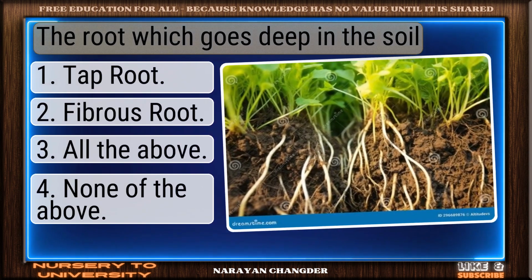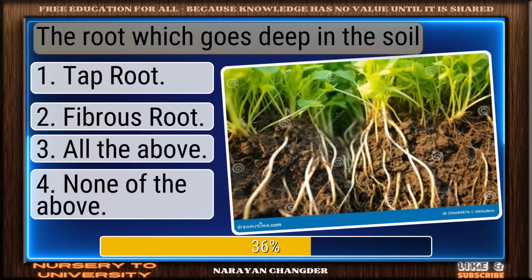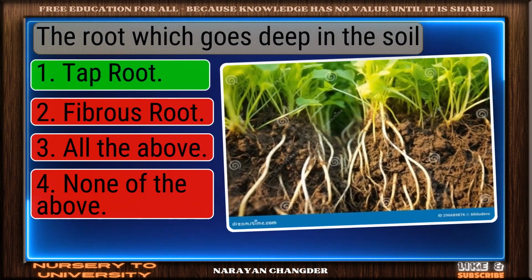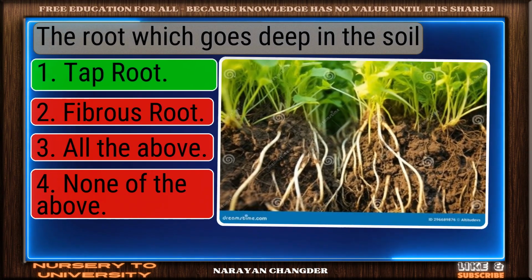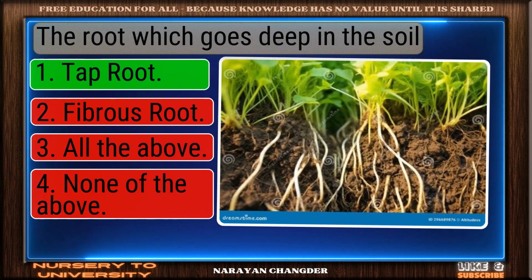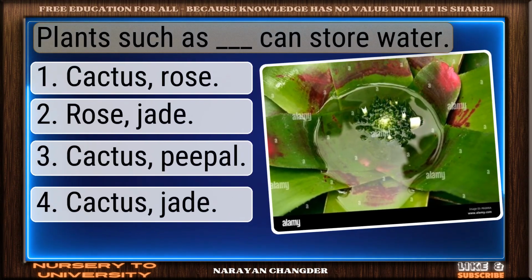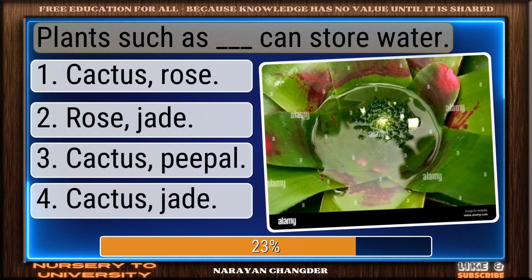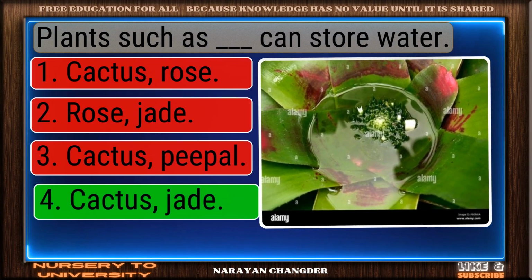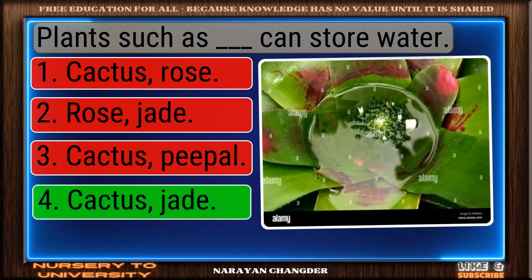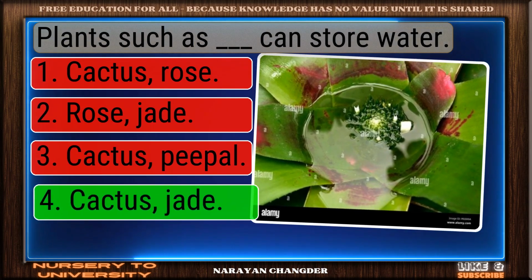The root which goes deep in the soil. Well reasoned. Tap root is the correct choice. Plants such as dash can store water. On track. Cactus, jade is the correct answer.